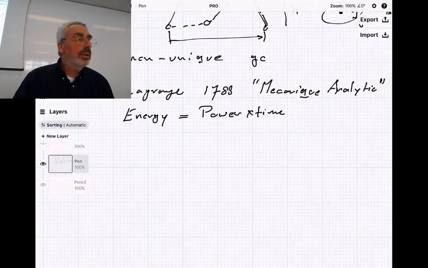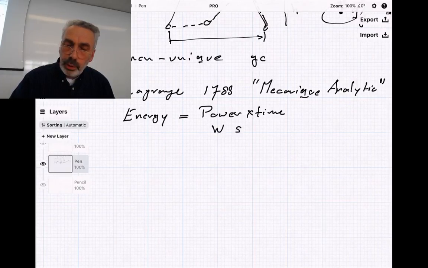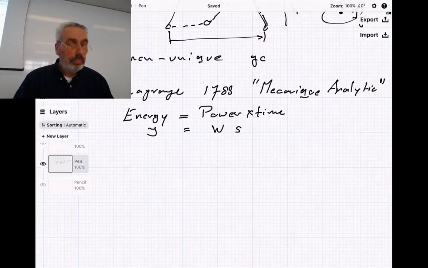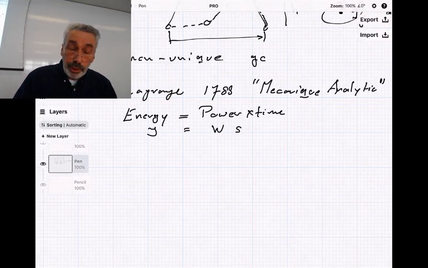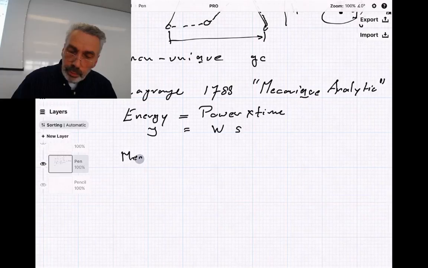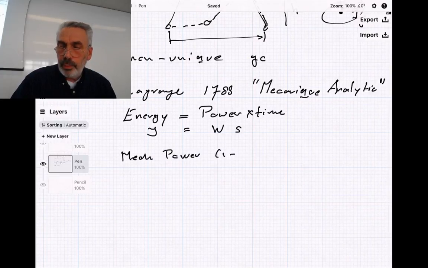So that's energy. And the power was in watts, and watts times second, and then you get joules, to get the units right. Now, power is a very general thing. We are looking at mechanics, so we're going to look at mechanical power, and just take the one-dimensional case for simplicity.